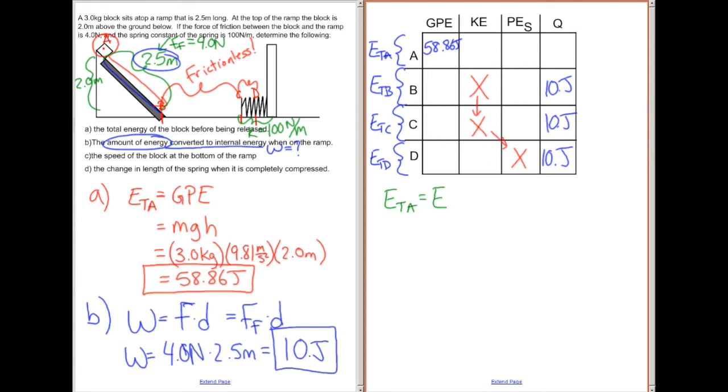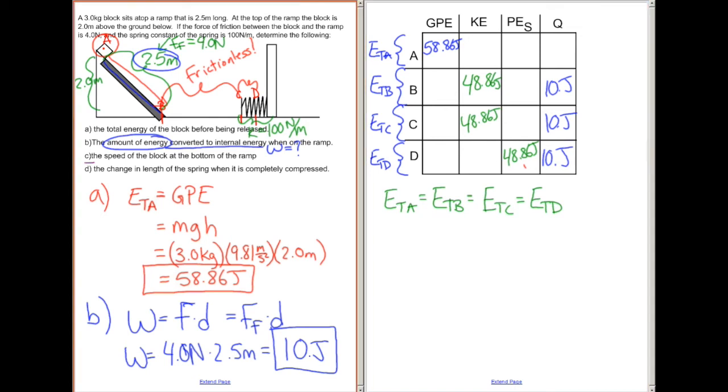Now here I'm going to restate my law of conservation of energy and say that the total energy at point A equals the total energy at point B equals the total energy at point C and also the total energy at point D, which is going to help me to solve for those other x's. Now I'm going to erase that one here at point B and find that the kinetic energy at point B has to be 48.86 joules because the sum of the kinetic and thermal energies has to be consistent with that 58.86 joules. Now from B to C there's no change, so I'm going to copy that 48.86 down there. And then lastly from C to D, that kinetic energy is going to get turned into elastic potential energy.